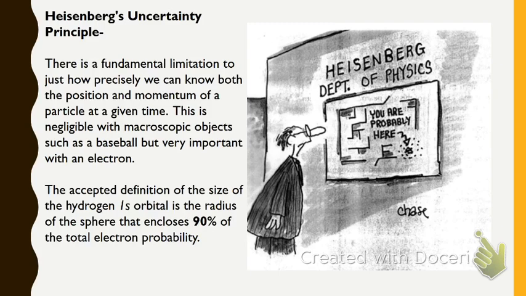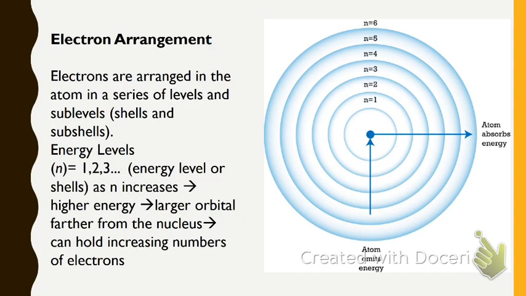So that's going to take us into electron configuration, which I hope that you remember from last year, because we're going to go through it pretty fast and furious here. So electron arrangement, of course, is the way the electrons are arranged in their series of levels and sublevels, or shells and subshells. So we start with energy level 1, and then 2, 3, etc.